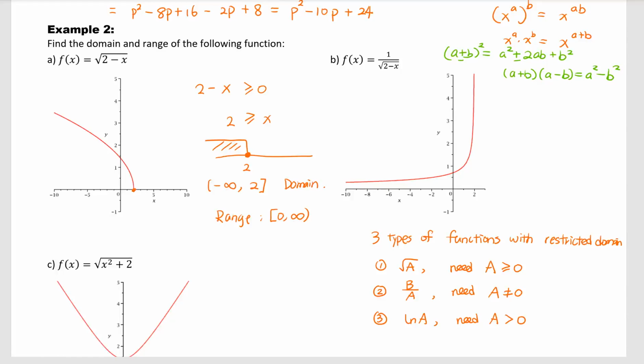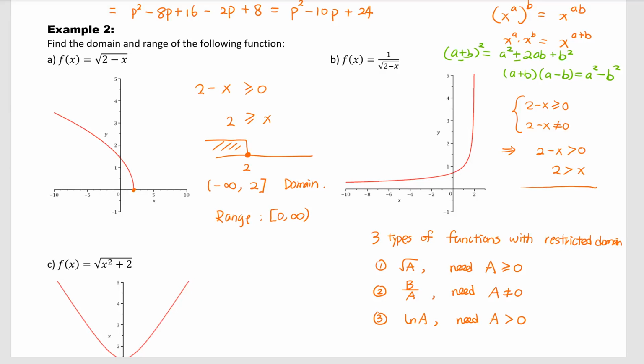Alright, so let's look at part B. Well, in part B, we see square roots, but it's also in the denominator, right? Because it's in the square root, we need this to be greater than or equal to 0. Because it's in the denominator, we need this to be not 0. So when we combine them, that means 2 minus x must be greater than 0. Okay, we add x on both sides. Then we have 2 greater than x.